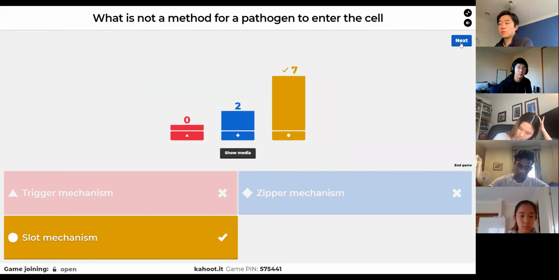Trigger mechanism and zipper mechanism are both ways for them to enter. The zipper is literally like a zip you would find on a piece of clothing, and that happens with the cell, so it can enter it. Trigger is very similar, except instead of being zipped up, it kind of just plunges straight into the cell. Slot is just not a thing.